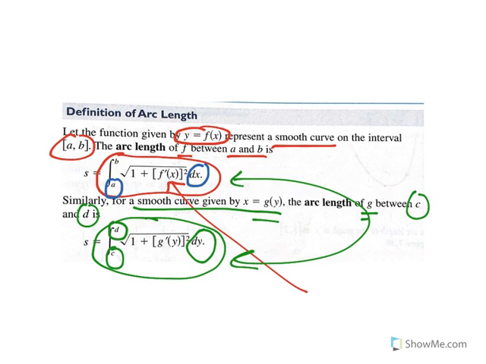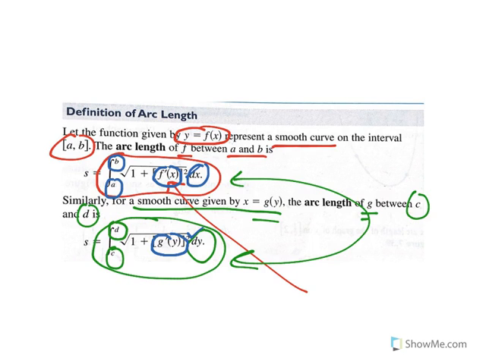So the limits of integration are x values. And of course, in the first one, you have the derivative of y with respect to x, and you're squaring it, and that goes in the radicand of the integrand. Here, in the second one, you have the derivative of x with respect to y. You're squaring that, and that goes in the radicand of the integrand.